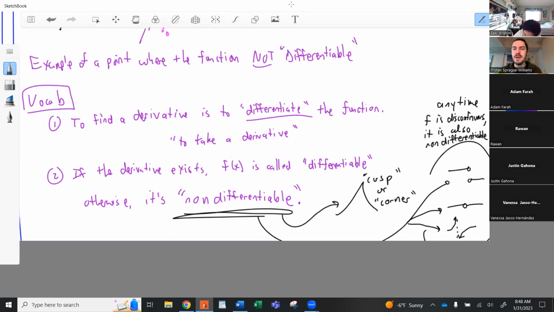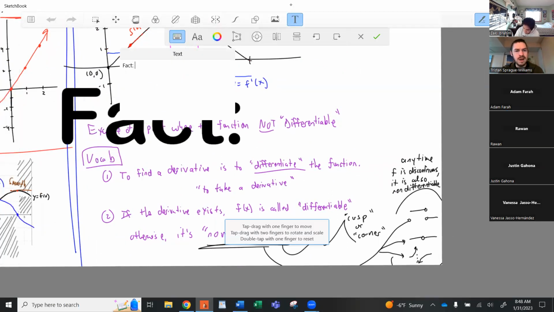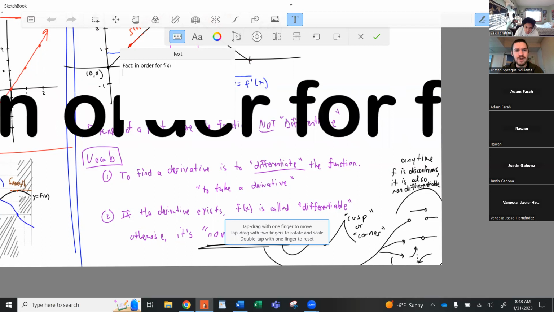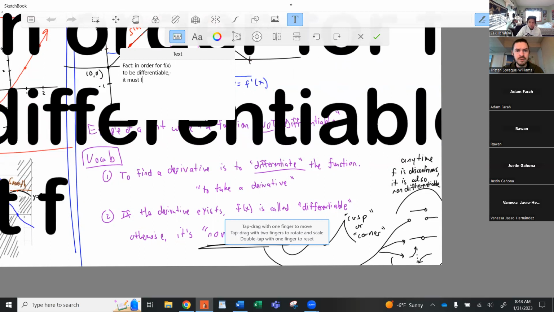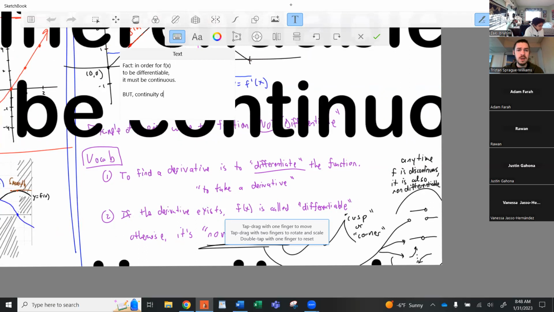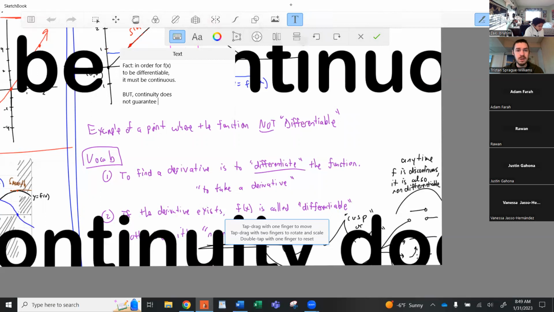Okay. So here's a fact that is related to this. In order for f of x, a function, to be differentiable, it must be continuous. I guess first is a bit silly. There's no order to this, but it must be continuous. But continuity does not guarantee differentiability.